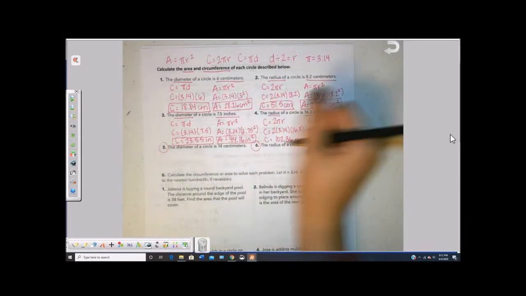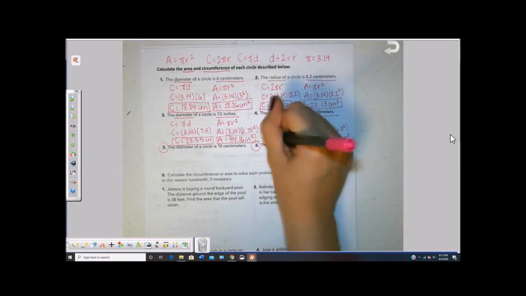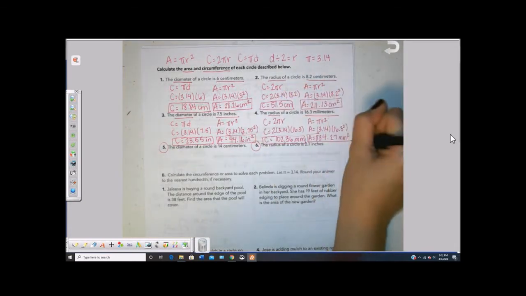I would like for you to try and do 5 and 6 on your own, just to show what you understand. And you're going to post that on Google Classroom when I ask for it.